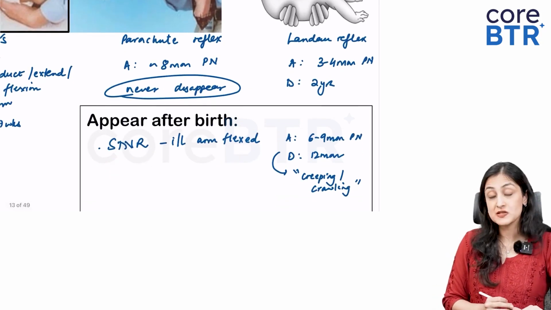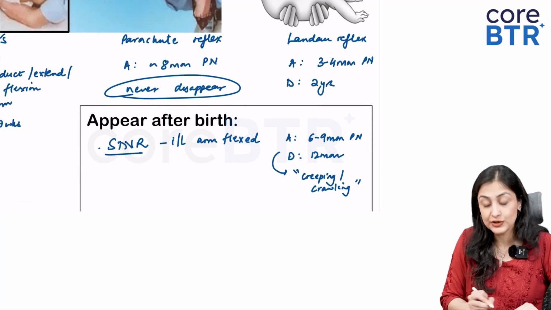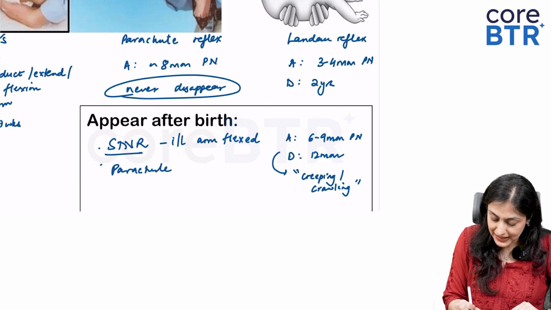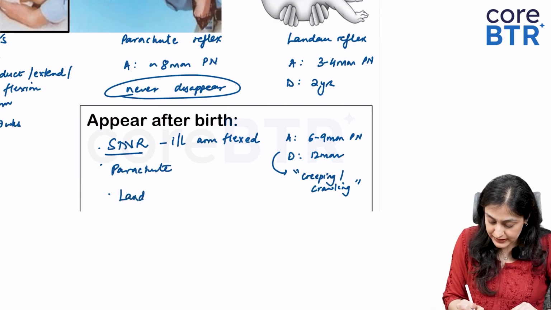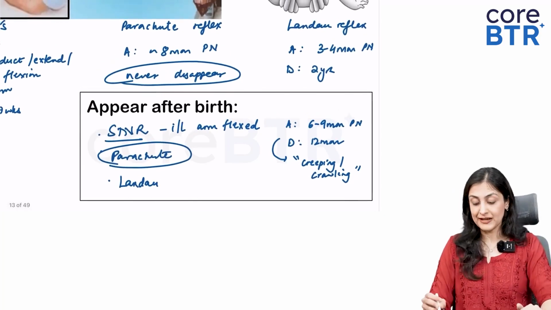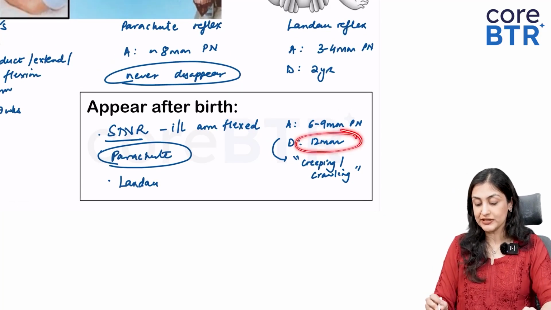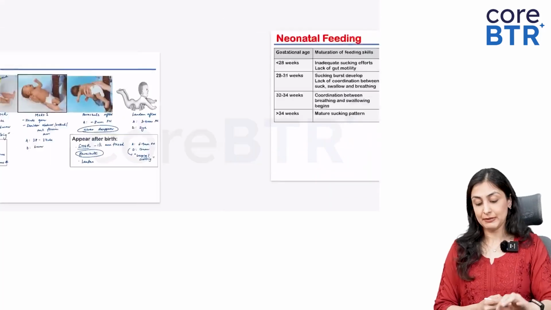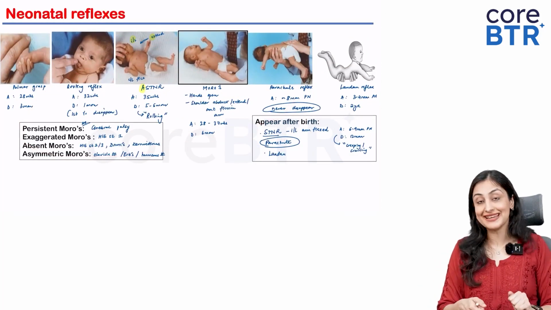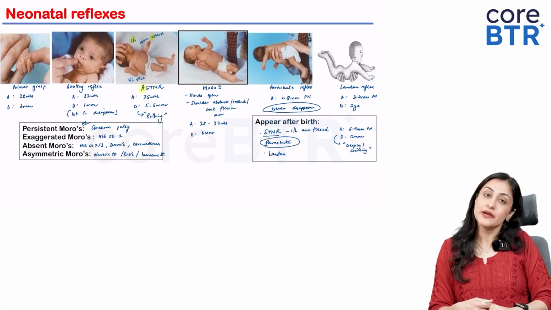So 3 reflexes appear after birth: symmetric tonic neck reflex, you have parachute reflex, and we have Landau's reflex. Out of this, parachute never disappears, alright, while the other two disappear at around 1 year and 2 years. That's how you can remember. So this page, little volatile, too many facts, but quite high yield, okay. So this is about the primitive reflexes.